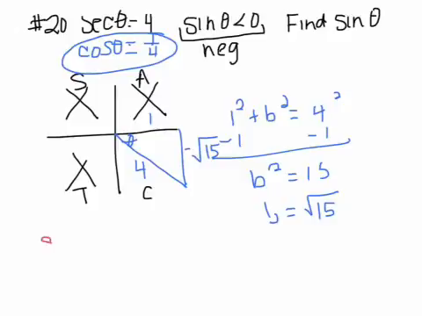So my goal is to find the sine of theta. The sine is opposite over adjacent. So my sine of theta is negative radical 15 over 4.